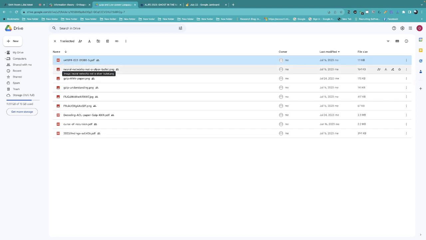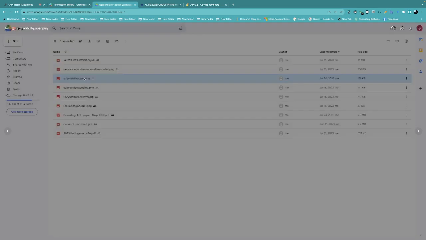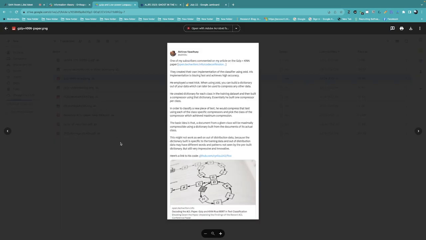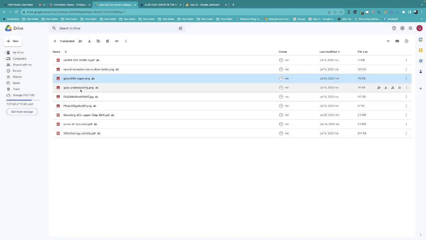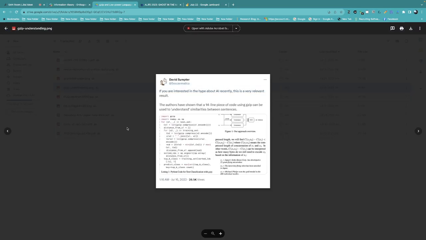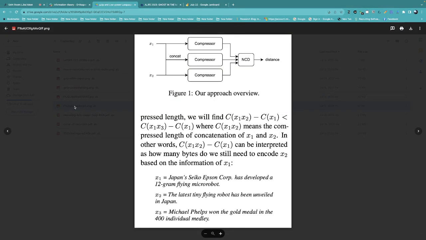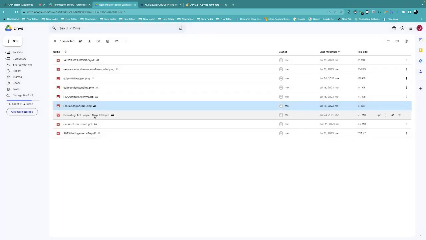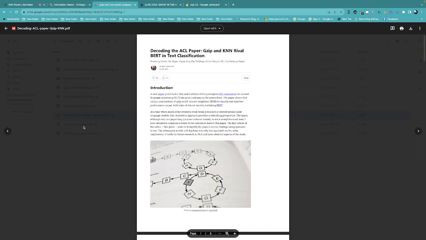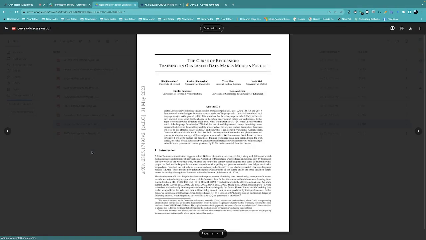We have this neural networks is not a silver bullet paper. This is actually the tweet that I talked about there. This is another tweet that kind of goes over that. This is the graph from the paper. So this shows these relationships. This is the approach to the gzip and KNN algorithm. And I think we're done with this.